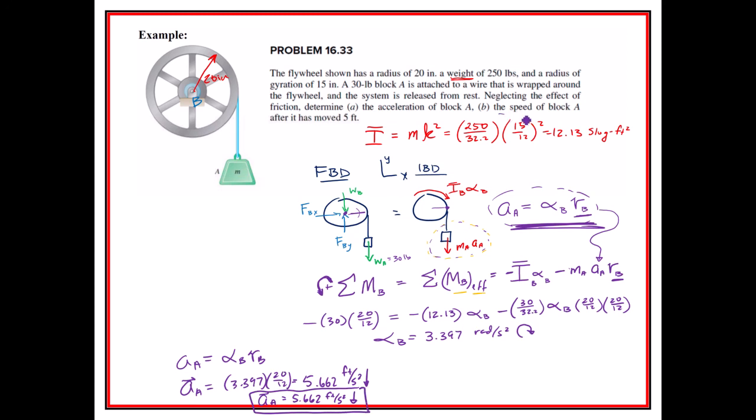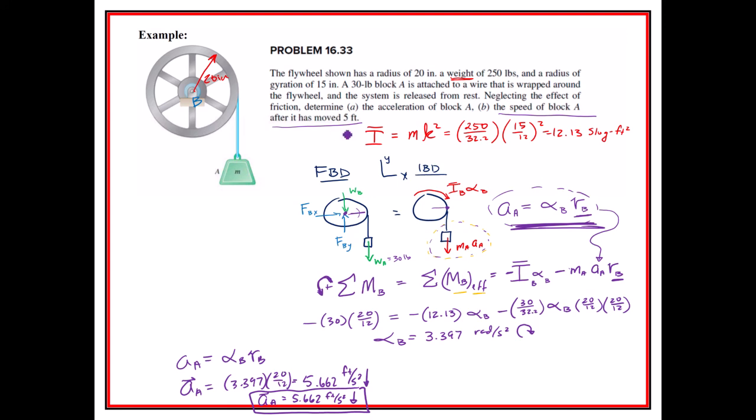Now, if we want the speed of A after it has moved 5 feet, what do we know about this acceleration? Is it constant or not constant? Well, does any of the moments change here on the left-hand side? If none of the moments change, then the alpha has to be the same. So that means the acceleration has to be the same. So it's a constant acceleration.